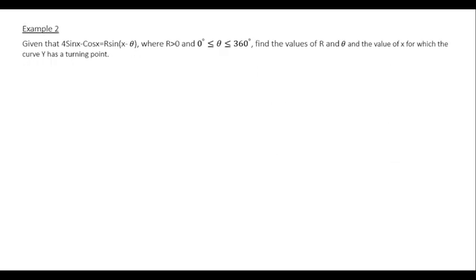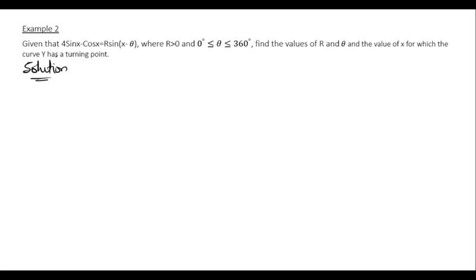Example number 2. Given that 4 sine x minus cos x is equal to r sine into bracket x minus theta, where r is greater than 0, we are to find the values of r and theta and the value of x at which it occurs. Alright, so let's go ahead and find the solution. Now, luckily for us, we've been told the form in which we are to express the function f of x, which is r sine into bracket x minus theta.